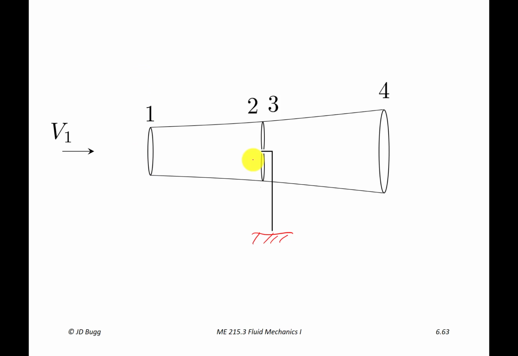If we wanted to do a more sophisticated job of this analysis, we would be allowing the velocities to vary in the radial direction as well. But that's the next level of sophistication.